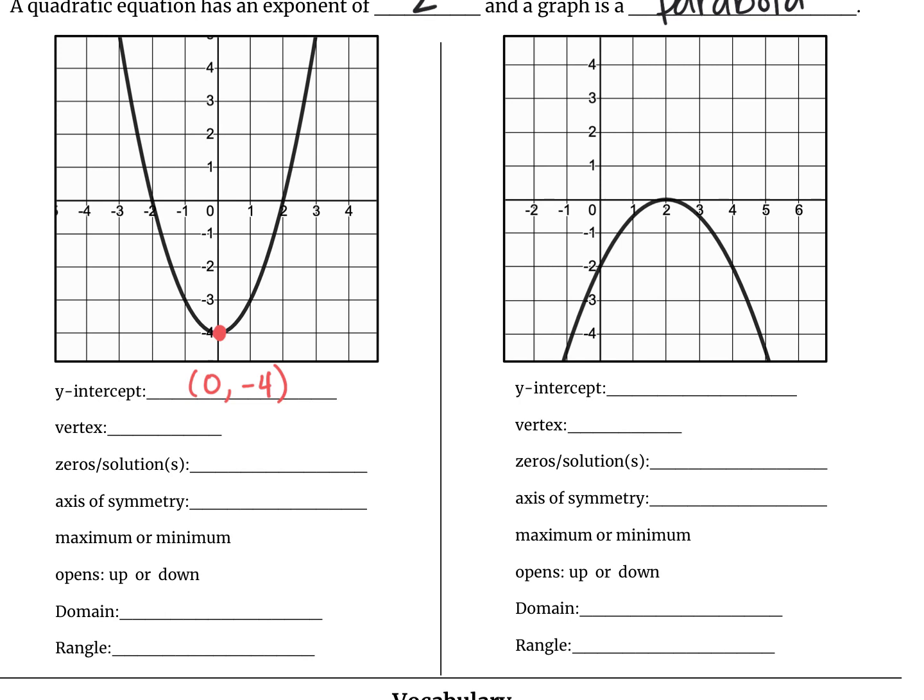And then we're going to go ahead and just do the y-intercept of the next graph. So we're looking, where does this parabola, where does this U-shape cross the y-axis? And that would be right here, where this red dot is. So that y value is -2. So we'll write it as our coordinate 0, -2.